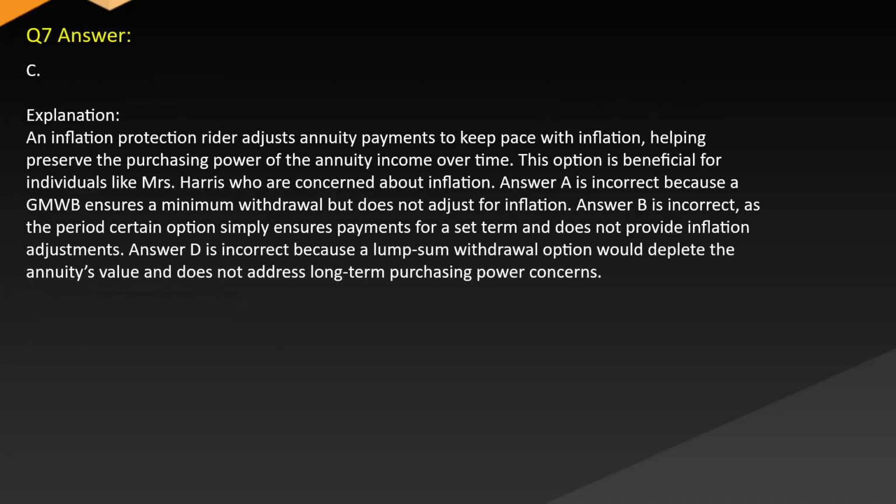Answer C. Explanation. An inflation protection rider adjusts annuity payments to keep pace with inflation, helping preserve the purchasing power of the annuity income over time. This option is beneficial for individuals like Mrs. Harris who are concerned about inflation. Answer A is incorrect because a GMWB ensures a minimum withdrawal but does not adjust for inflation. Answer B is incorrect as the period certain option simply ensures payments for a set term and does not provide inflation adjustments. Answer D is incorrect because a lump sum withdrawal option would deplete the annuity's value and does not address long-term purchasing power concerns.